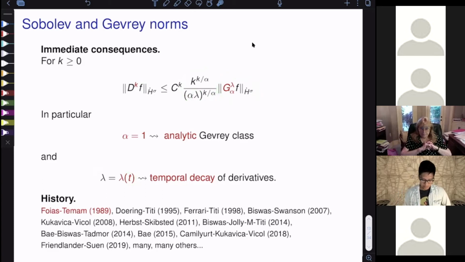The technique of Gevrey norms, as I pointed out before, was introduced by Foias and Temam, and their lambda was essentially lambda equals a constant times t, so it was allowed to grow linearly. And as I said, there has been a host of works using this Gevrey norm since then, for many equations, not just the Navier-Stokes or SQG equations, but many others.